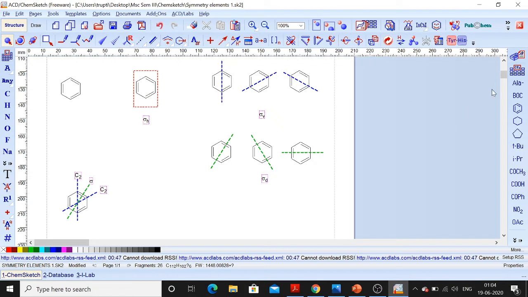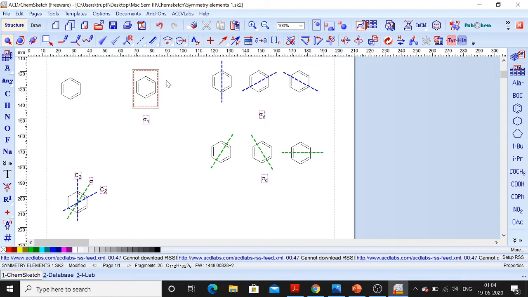Now, if you remember, for benzene, the principal axis was the one which was passing through the center. So this principal axis is perpendicular to this plane. Therefore, this is called sigma h. The sigma h, that is the horizontal plane, is always perpendicular to your principal axis.